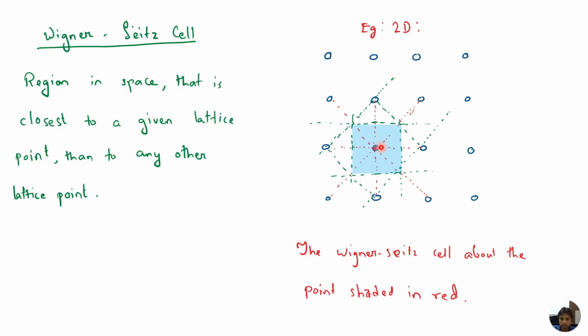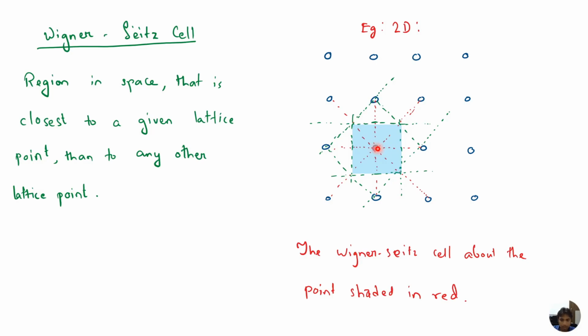Suppose we have a lattice, and we are taking an example of a two-dimensional lattice. These blue circles are your lattice points. Now we are choosing a particular point, and that region in space which is closer to this point than to any other point is your Wigner-Seitz cell. That region is called the Wigner-Seitz cell. Okay, so I hope this concept is clear.